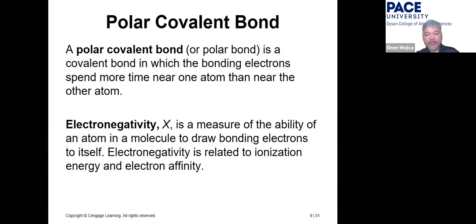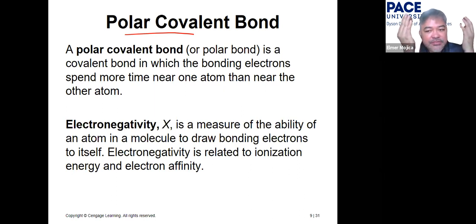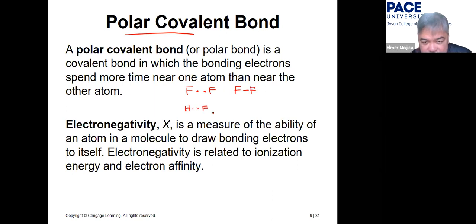So how about if we have the so-called polar covalent bond? A covalent bond forms when electrons are shared. Now, there comes a time in which the bonding electrons that are being shared spend more time near one of the atoms rather than the other. So for instance, if it's fluorine here, you could say that the electrons are equally shared. But what if it's HF?